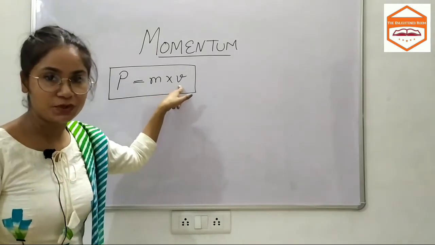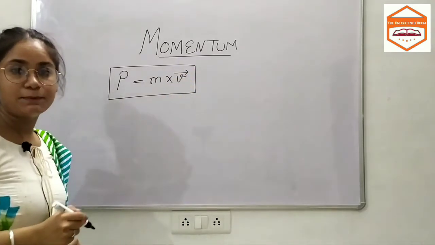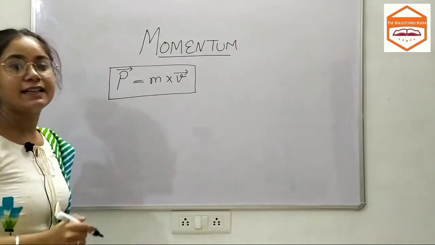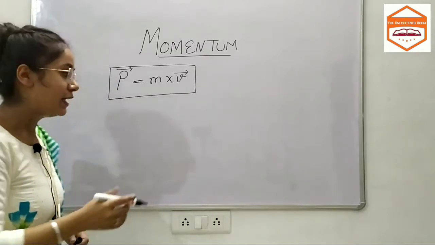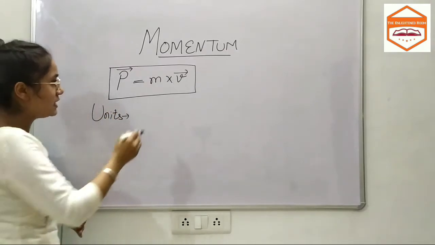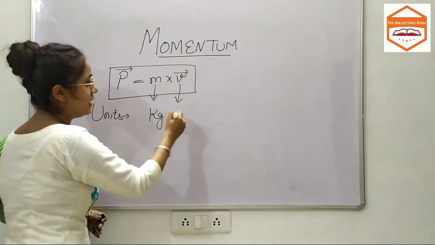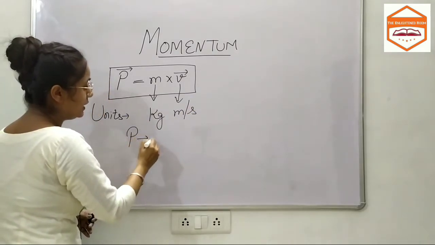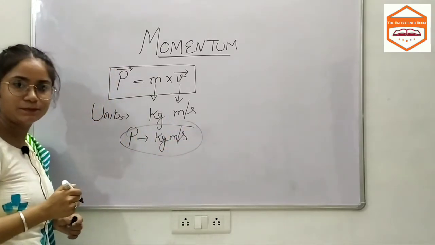of that moving object. Now just like velocity, it has both direction and magnitude, so it is a vector quantity. Similarly, momentum has both direction and magnitude, and hence momentum is also a vector quantity. Now what are the units of momentum? Let us study about the units of momentum. Since mass is calculated in kilograms and velocity is calculated in meters per second, the unit of momentum is kilogram meters per second. It is simple as that, right?